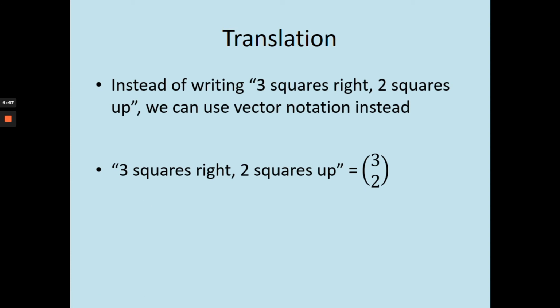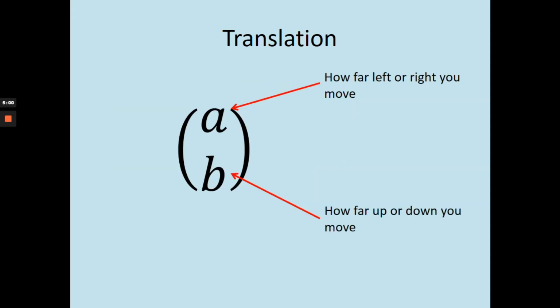It's similar to coordinates, where the first number, the top number, means left or right, and the bottom number means up or down. But we put them in brackets with one number above the other. So the top number is how far left or right you move, and the bottom number is how far up or down you move.